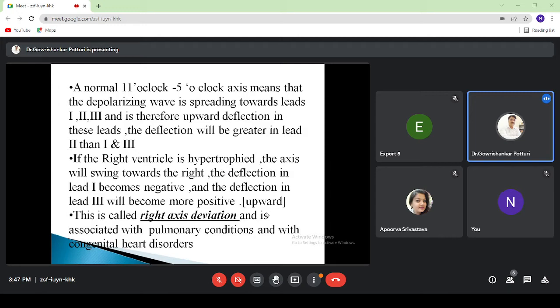Suppose there is right ventricular hypertrophy, that means the right side of the heart has increased in size, the axis will swing towards the right. Whichever side is heavier, the axis will start swinging that way. So when the right ventricle is hypertrophied, the axis will swing towards the right. The deflection in lead 1 becomes negative.